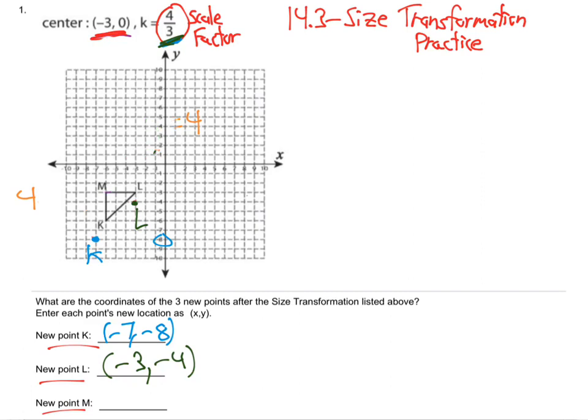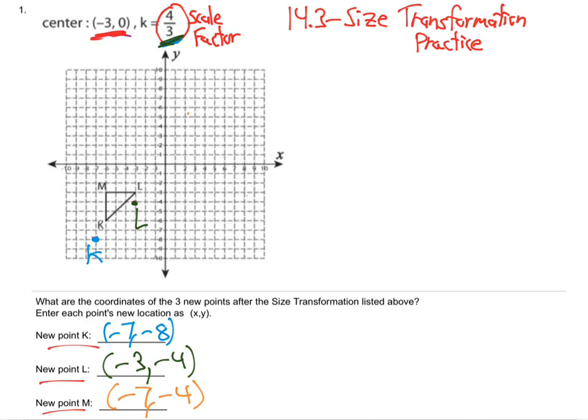Okay, so now we can find the new image point. So from the center here, the minus 3, 0, instead of going over 3, go over 4 and down 1, 2, 3, 4. 4, 4. There it is. Right there. That's the new M. What are the coordinates of that point? Looks like it's back 7, down 4. Okay. So now we've got the 3 new points. The new K, oops, did I erase the M?